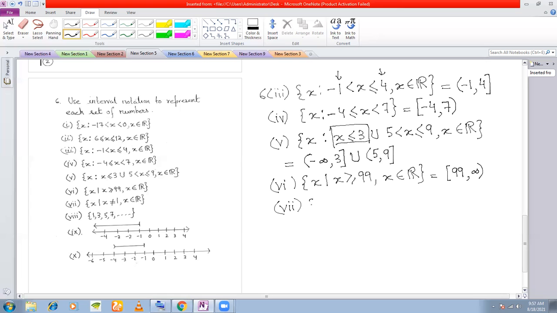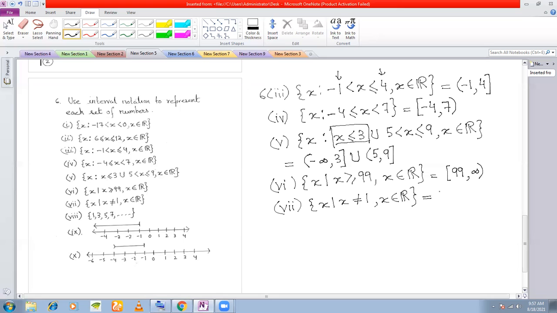Number 7. x such that x not equal to 1, x belongs to R. Now this is something very interesting. x is a real number, but x is not equal to 1. So x can take any real value, but not 1. So how will I represent this? You can represent this in two ways, remember.